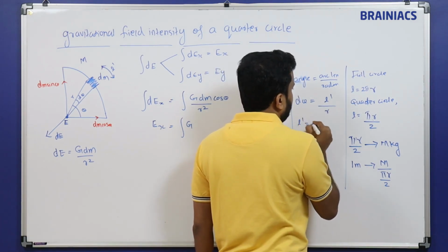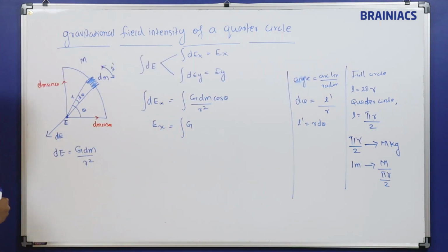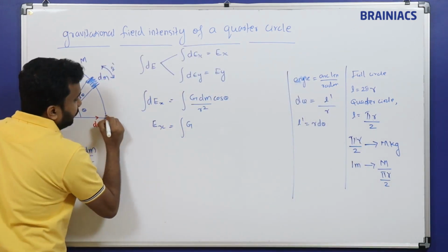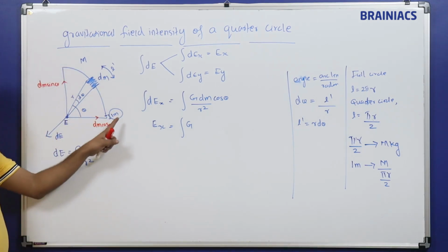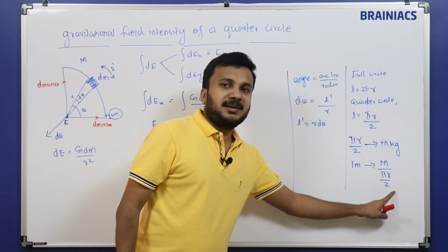So L dash will be equal to r into d theta. Now what did we get for a 1 meter wire? Suppose we assume this is 1 meter. For this 1 meter wire, the mass will be equal to m divided by pi r by 2.